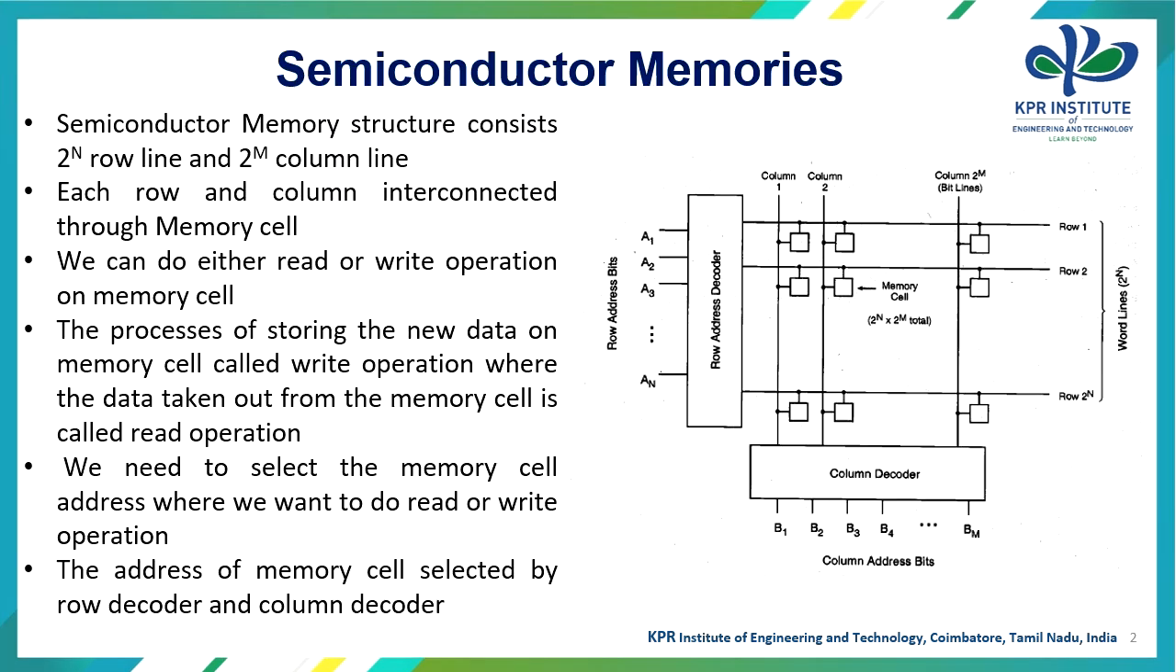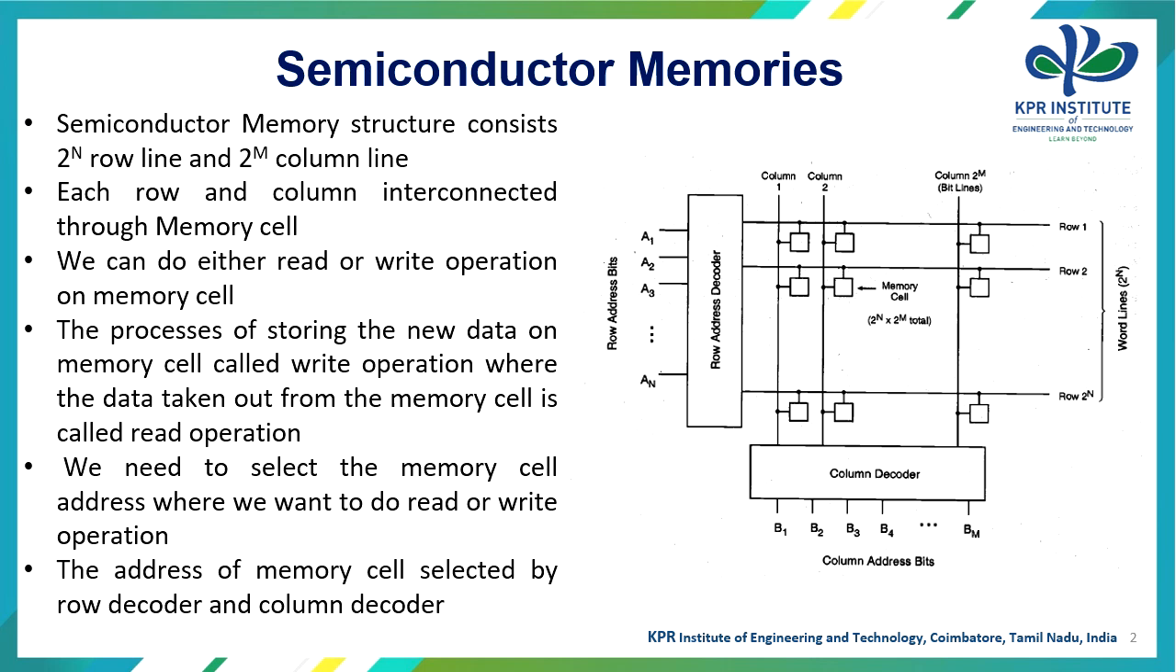Let us start with the basics of the semiconductor memories. When you look at the diagram, we can identify that the semiconductor memory structure consists of 2^n row lines and 2^m column lines. Each row and column is interconnected through the memory cell, which is shown in the middle of the block with a square shape. We can do either read or write operation on memory cells.